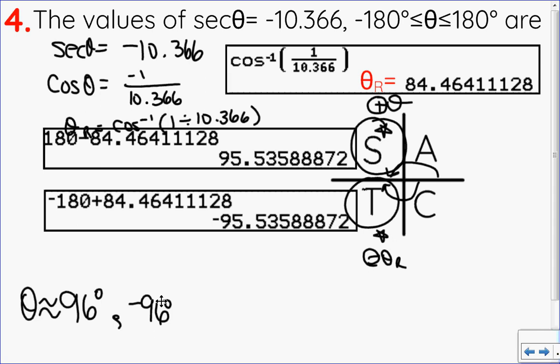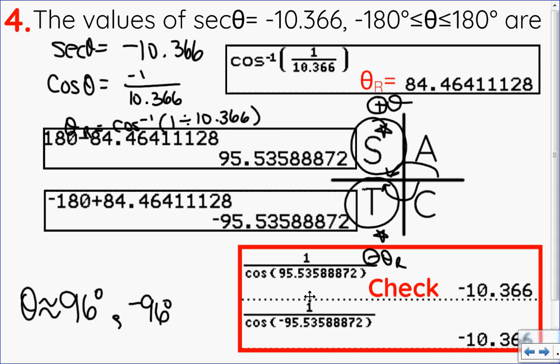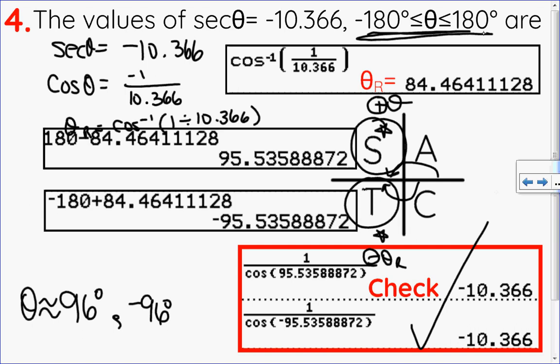Now, to know if I've done that right or not, I'm always a big fan of the check. So I want to check this question. Going back to the original, secant of my angle is negative 10.366. Secant is the reciprocal of cosine. So when I enter this into my calculator, I'm going to do 1 over cos of the angle I just got and 1 over cos of the negative angle I just got. And you can see in both cases, they equal negative 10.366. So that means that I did the question right, and it fits within my domain restriction.